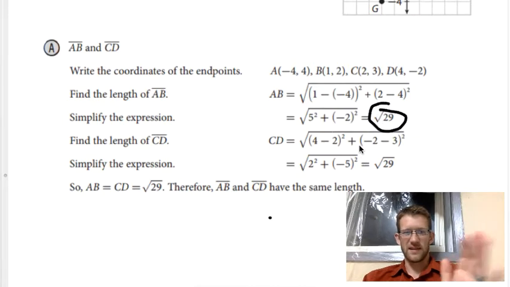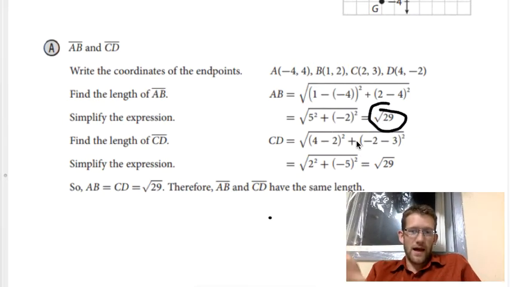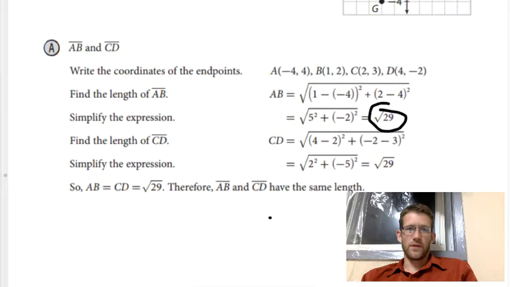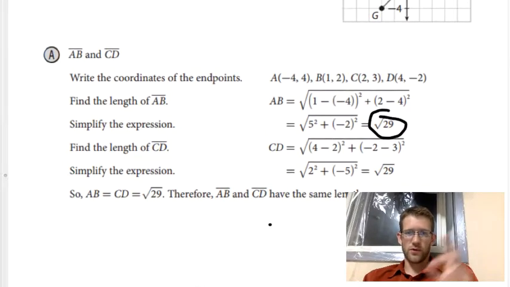We don't have to get some fancy decimal. If you want to put a fancy decimal, I will accept fancy decimals. But know that this is technically kind of the more correct answer because it's more precise. We do the same thing for CD. For CD, though, I'm going to do it, quote unquote, my way.